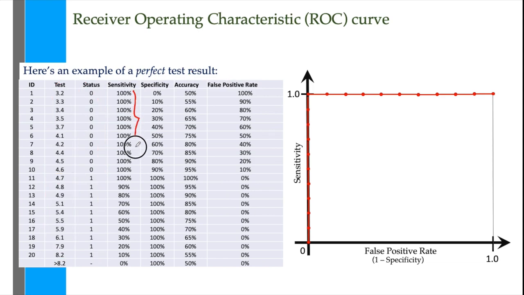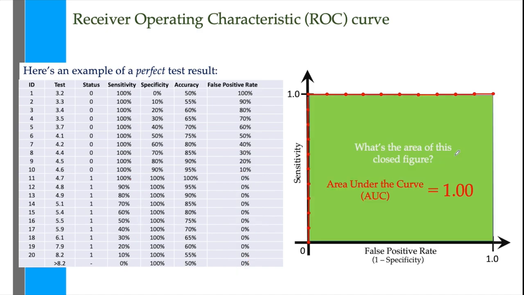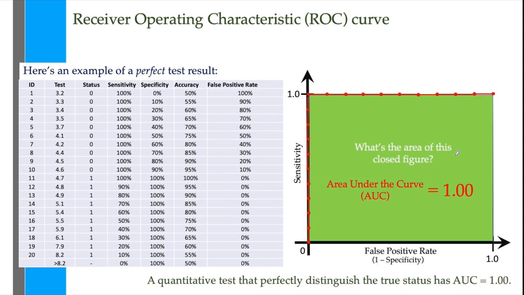So as we can see, sensitivity is 100%. That's why the line here did not move downwards. And then the false positive rate is all zero as the sensitivity goes down. That's why we have here a line that goes down, but the false positive rate is fixed at zero. Now, the area under this ROC curve is simply the area of the square, which is 1.00. So this shows that a quantitative test that perfectly distinguishes the true status has an area under the curve of 1.00. So given this, we know that a perfect test has an AUC of 1.0 and a very bad test has an AUC of 0.5.